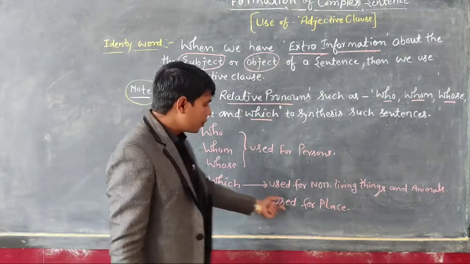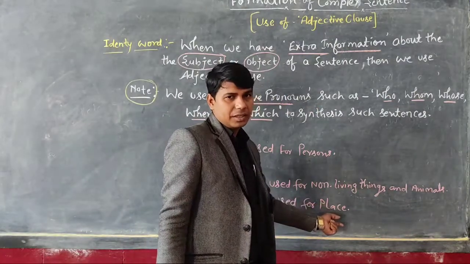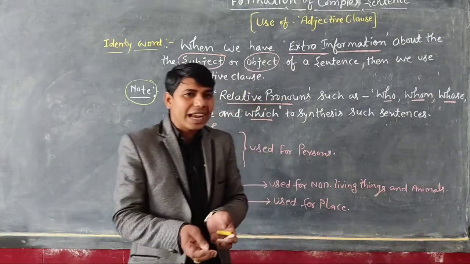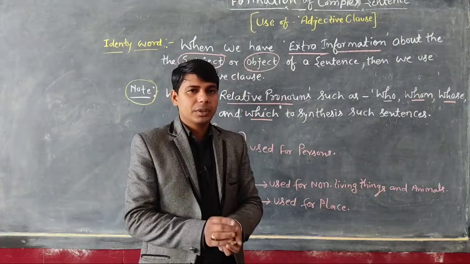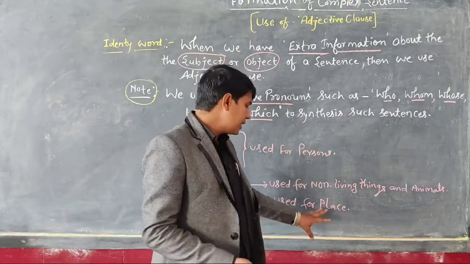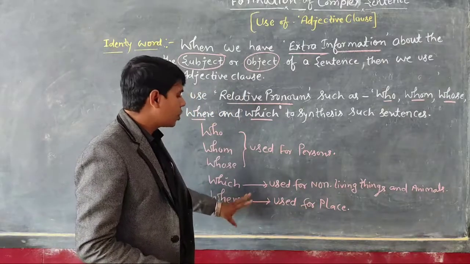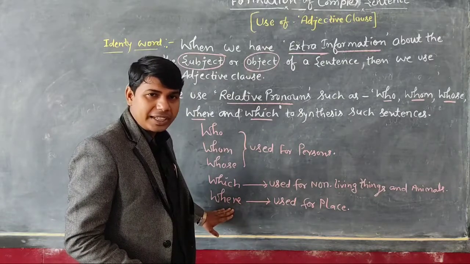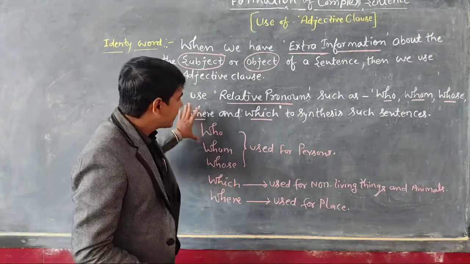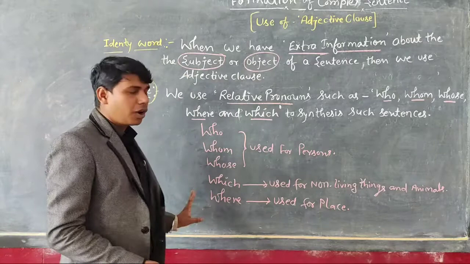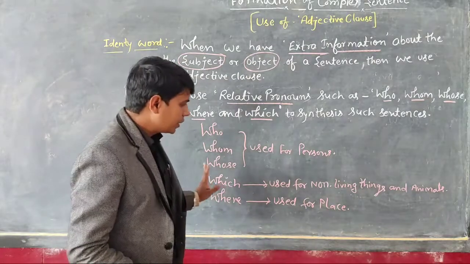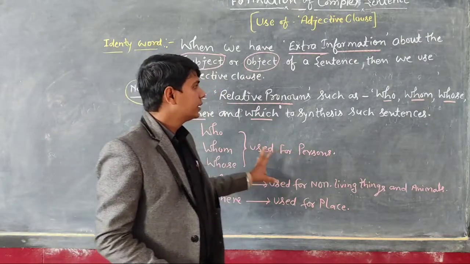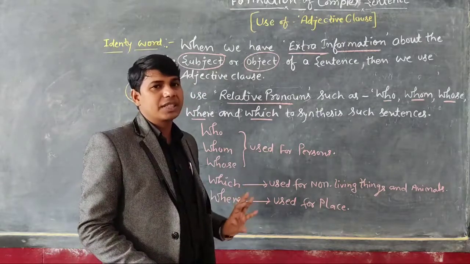Where is used only for places. When you describe any place, then the sentence will be joined into a complex sentence with the help of where. So these were the concepts of adjective clause. I hope you have got all the concepts that I have shared with you.